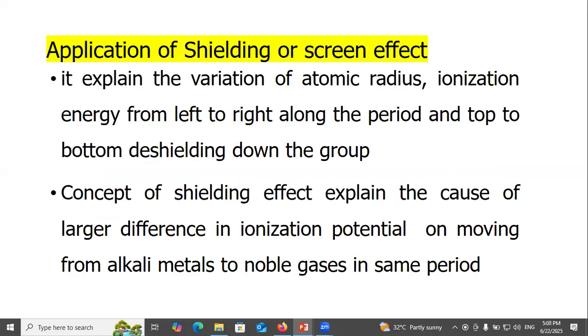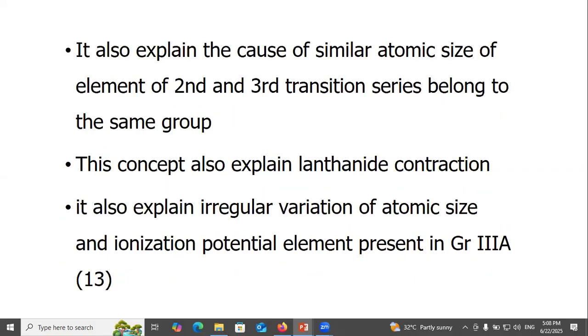Applications of the shielding or screening effect: it explains the variation of atomic radius and energy from left to right along the period, and the shielding down the group from top to bottom. The concept of the shielding effect explains the cause of the large difference in ionization potential on moving from alkali metals to noble gases in the same period. It also explains the similar atomic size of elements of the second and third transition series belonging to the same group. This concept also explains the lanthanide contraction. It also explains the irregular variation of atomic size and ionization potential of elements in group 3A.